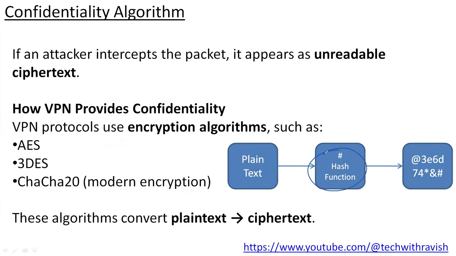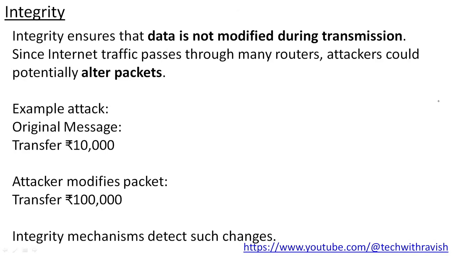There is a hash generator that converts the plain text into the encrypted text. A hashing function or hash generator is there. So what does this algorithm do? It converts the plain text into the cipher text, hashed text. Second is integrity. The integrity shows that the data is not modified during transmission.